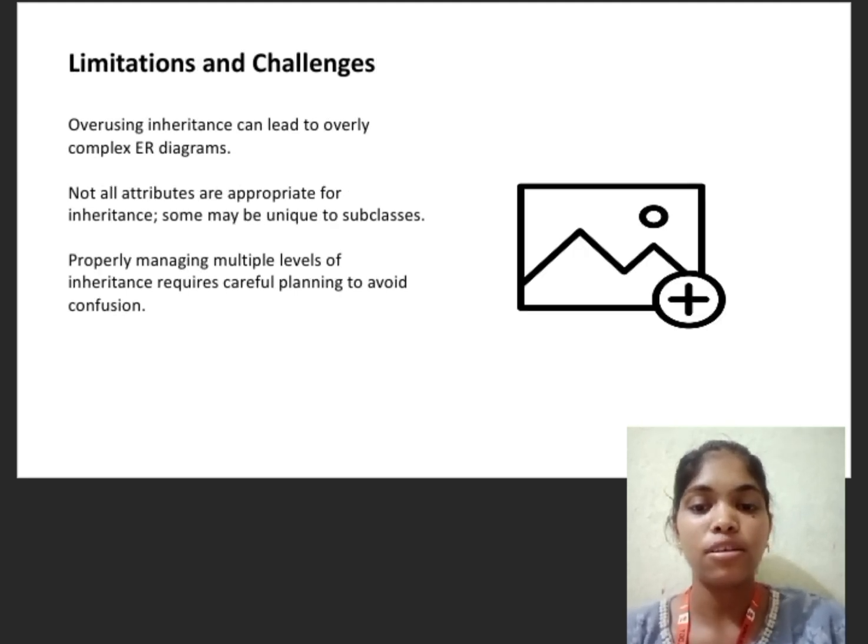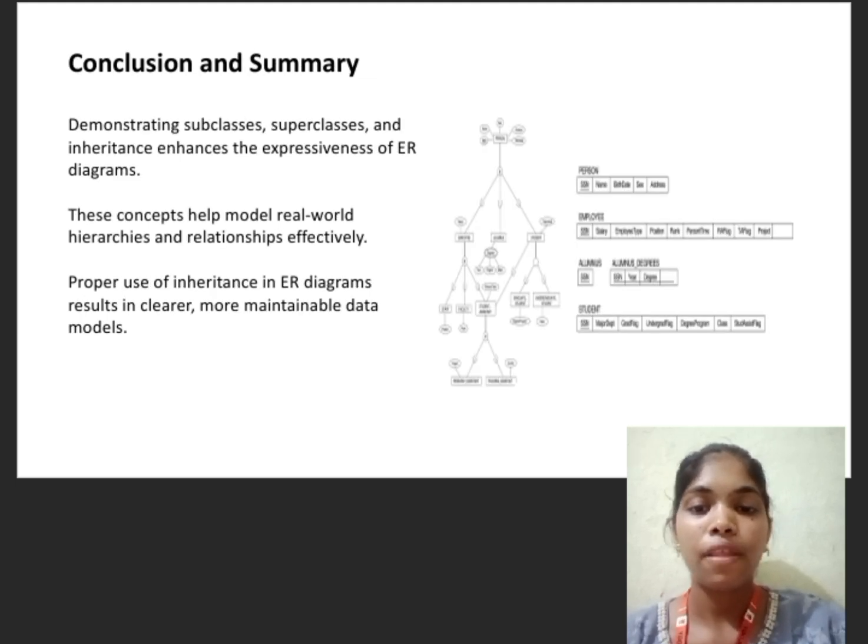Limitations and challenges. Overusing inheritance can lead to overly complex ER diagrams. Not all attributes are appropriate for inheritance; some may be unique to subclasses. Properly maintaining multiple levels of inheritance requires careful planning to avoid confusion.